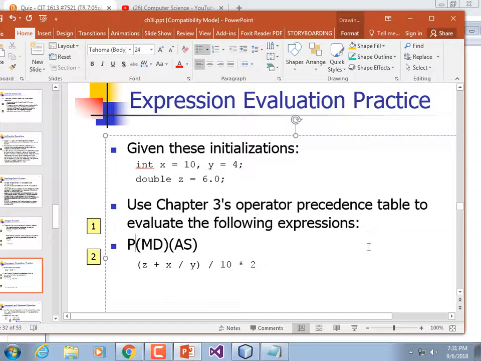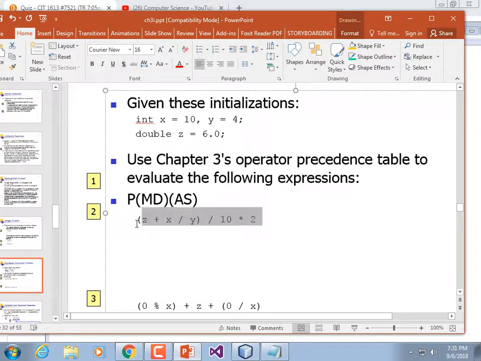So based on that order, let's evaluate this expression. What's going to happen first? Well, the parentheses are forcing this stuff to happen first. Inside that grouping, what happens first? What's the higher order operation? Division, right, so it's going to do x divided by y. x is 10, y is 4, they're both integers, so it's going to round down. 10 divided by 4 is 2 point something, rounded down is 2. Then it gets added to z, so 2 plus 6 is 8.